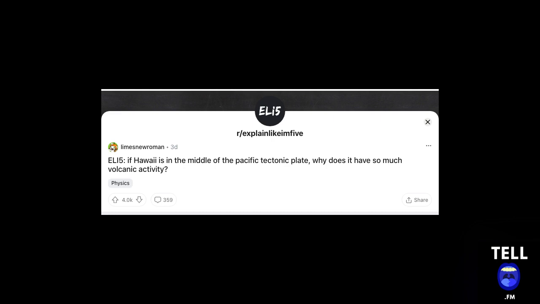ELI5: If Hawaii is in the middle of the Pacific tectonic plate, why does it have so much volcanic activity? There is what's called a hotspot, a kind of hole in the earth that carries magma to the surface, and it's static and doesn't move with tectonic plates. Nobody knows for sure how these things form, but we can see that's the case because as the plates move, a long line of small underwater islands gets created, and we can see that pretty clearly.